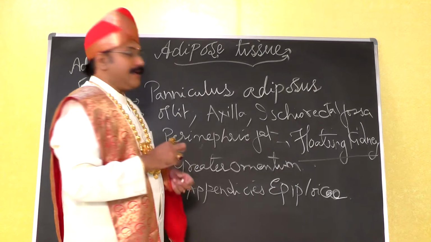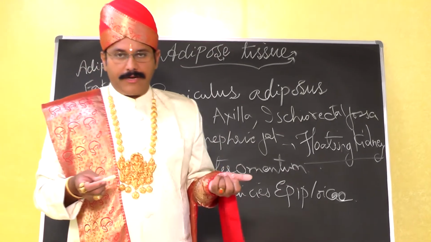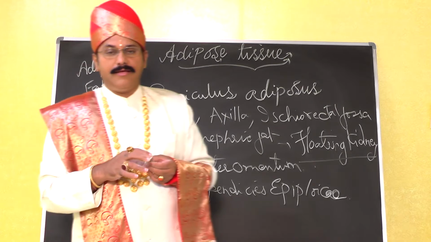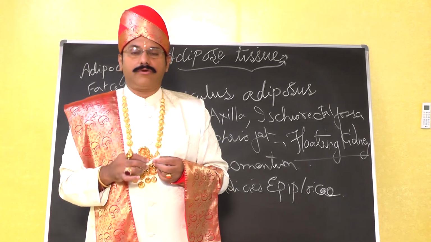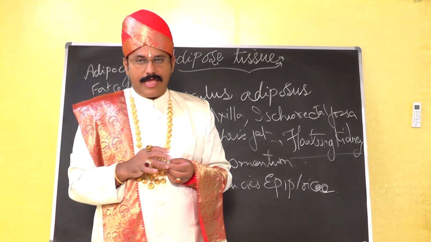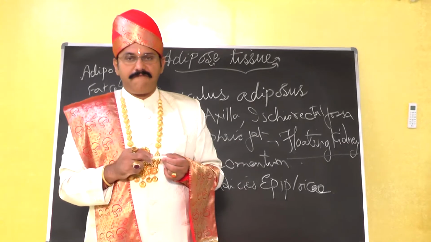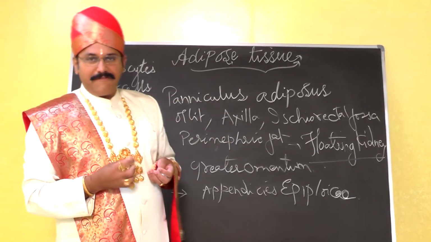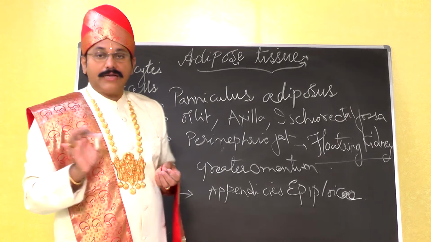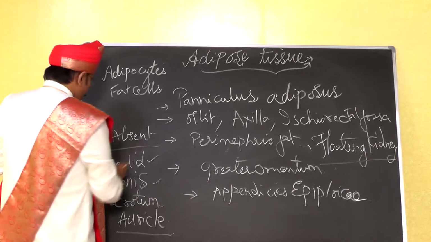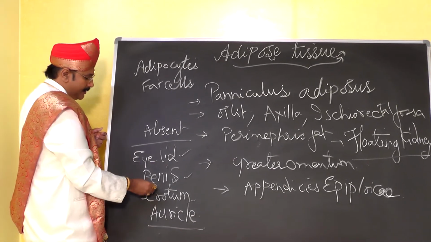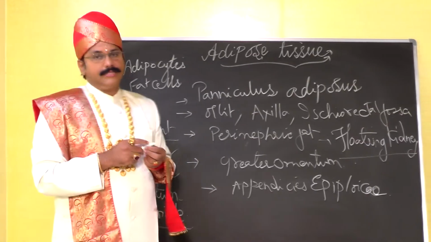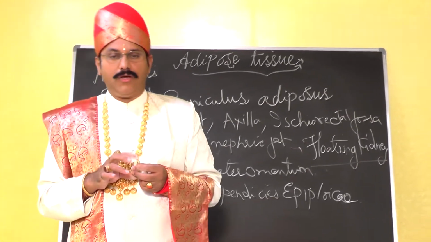Then the fat is also stored in the greater omentum, and the fat seen in the large intestine, that is the transverse colon and the sigmoid colon, is called appendices epiploicae, which are nothing but peritoneal bags of fat. Now those areas where fat is absent, you don't have fat at all in these regions. What are they? The eyelid, penis, scrotum and the auricle. In these areas, there is no fat present at all.